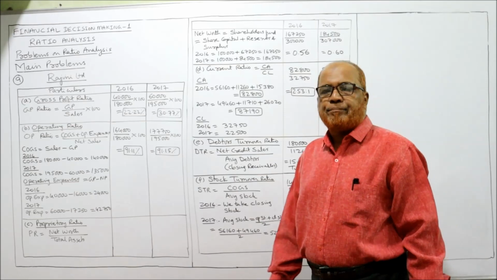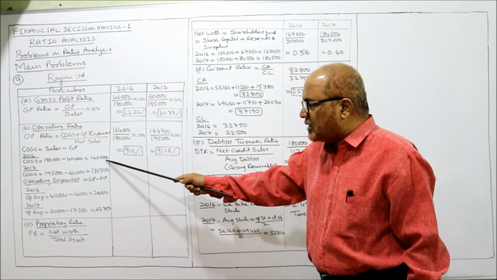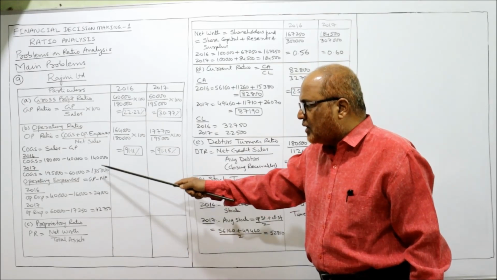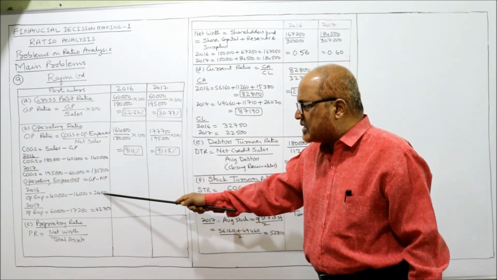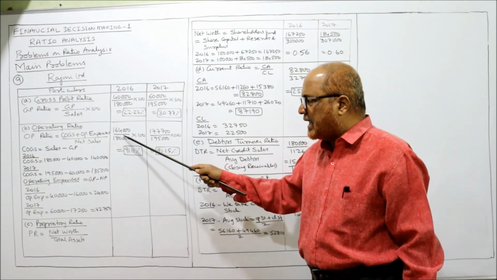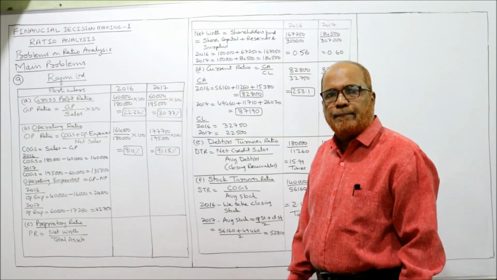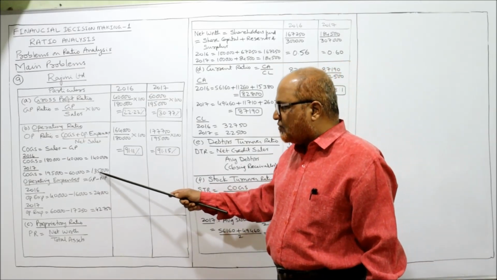Now we add up COGS plus operating expenses. COGS 1,40,000. Operating expense 24,000. 140 plus 24, 164. So 1,64,000 divided by net sales 1,80,000 into 100. Similarly for 2017, how much is the COGS?